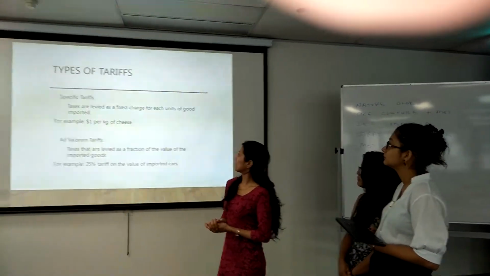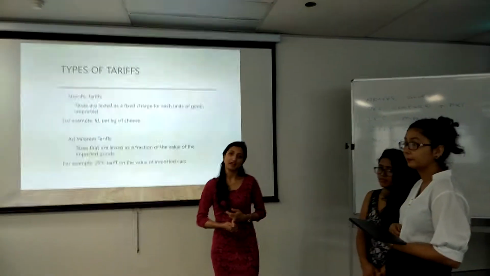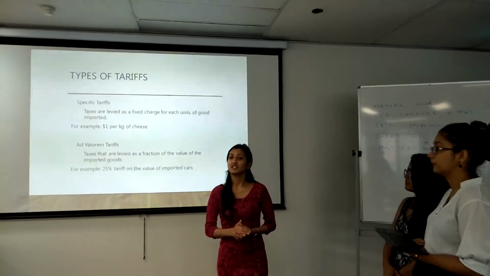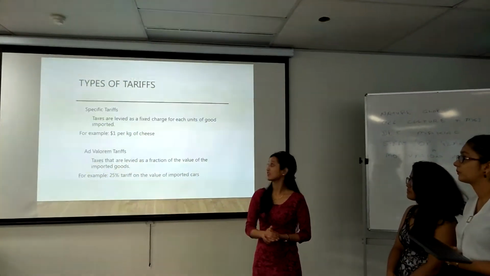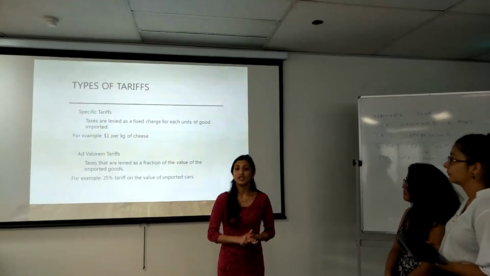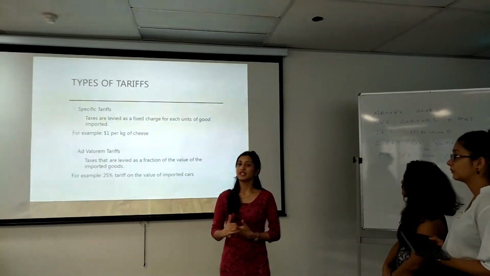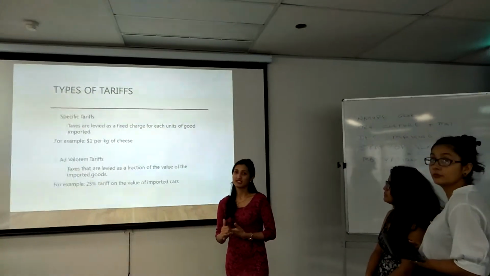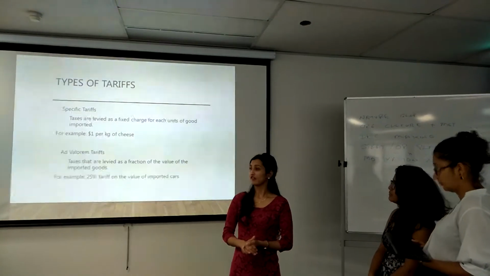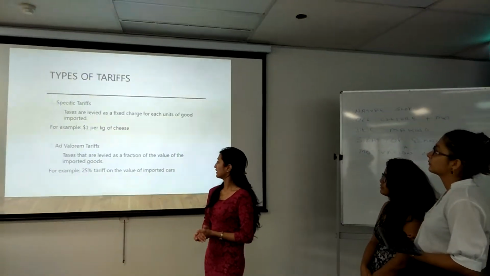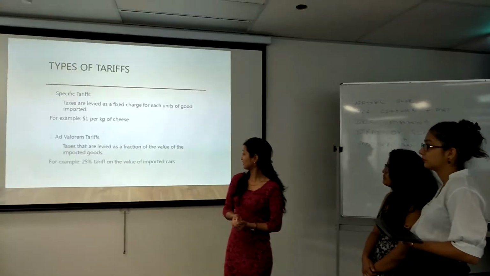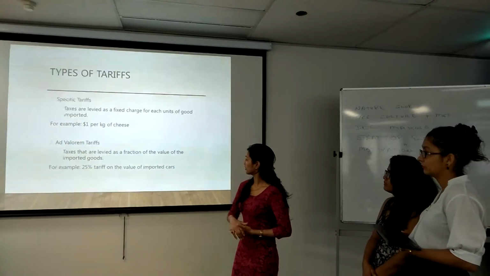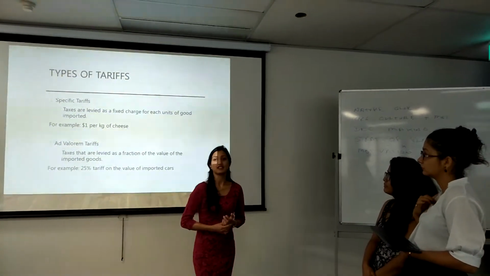When we talk about types of tariffs, there are two types: specific tariff and ad valorem tariff. Specific tariffs are taxes which are levied as a fixed charge for each unit of goods imported. For example, we can take $1 imposed on per kg of cheese. The next is ad valorem tariff. Ad valorem tariffs are taxes that are levied as a fraction of the value of the goods imported. For example, we can take a 25% tariff on the value of cars that are imported.